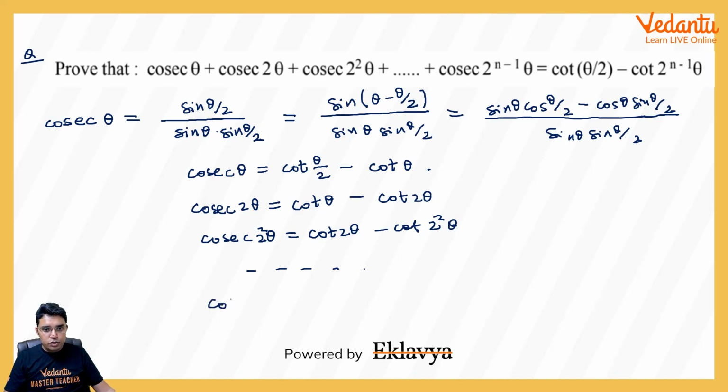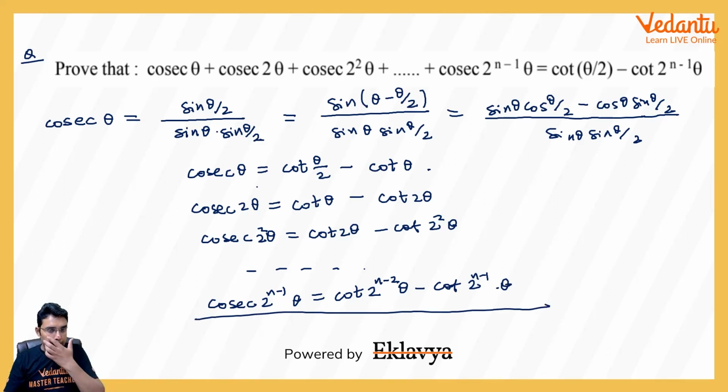The nth term, which is cosecant of 2 power n minus 1 theta, is equal to, we can write this as cot of, I think this will be 2 power n minus 2 theta, and here it will be cot of 2 power n minus 1 theta. Okay, you can notice this theta and this theta, they are same angle, and this one is half of these two. So here if it is 2 power n minus 1 theta, this is also 2 power n minus 1 theta, but this one is half of these two angles.